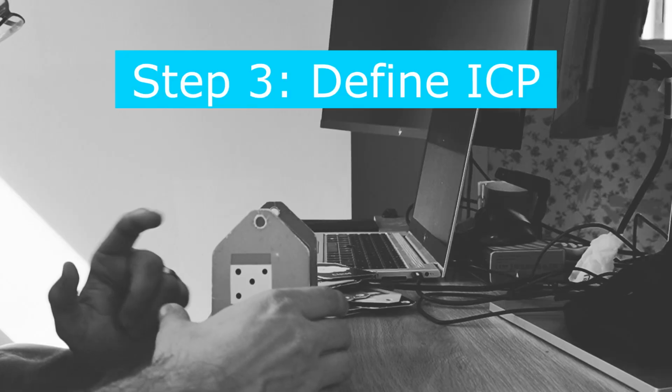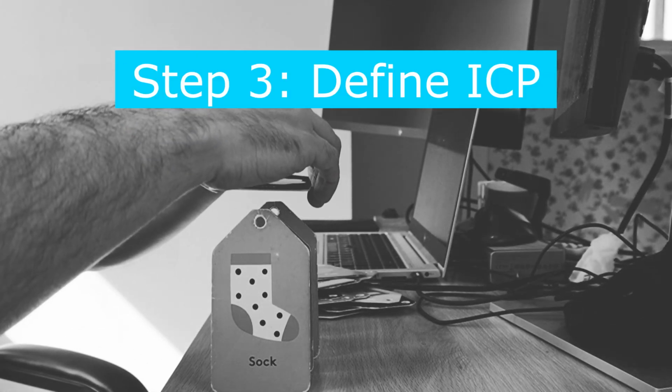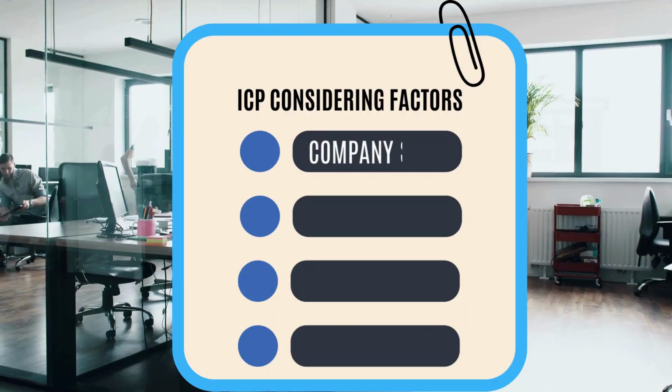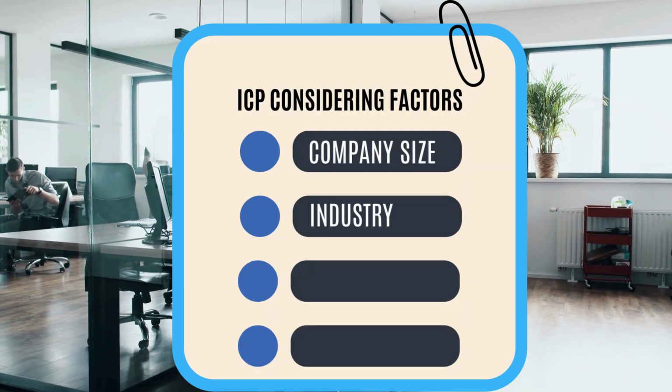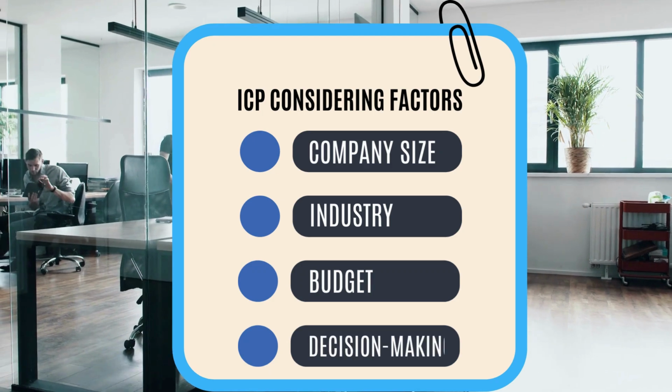For step 3, define your ICP, or ideal customer profile. Develop your ICP by identifying the companies or individuals that would most likely benefit from using your product. Consider factors like company size, industry, budget, and decision-making processes. Use your CRM to help segment your audience. Use data from an existing customer base or industry reports to help inform your ICP. This profile will guide your marketing efforts, ensuring you're targeting the most promising prospects.